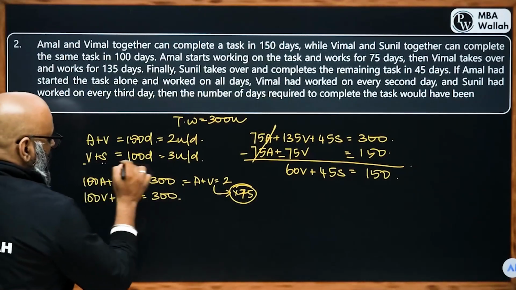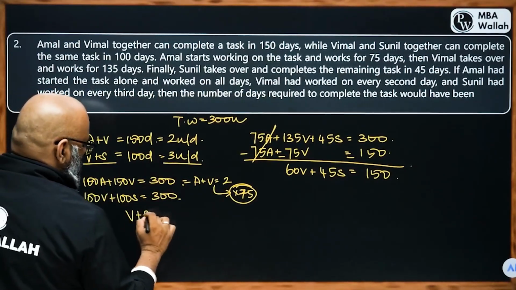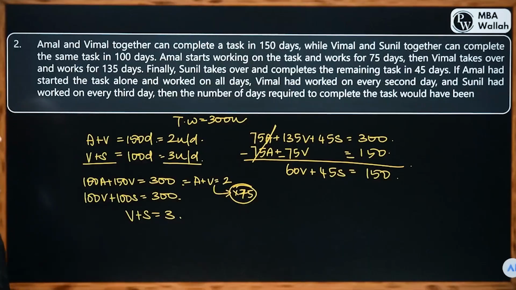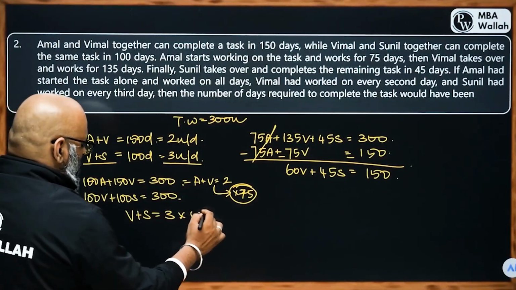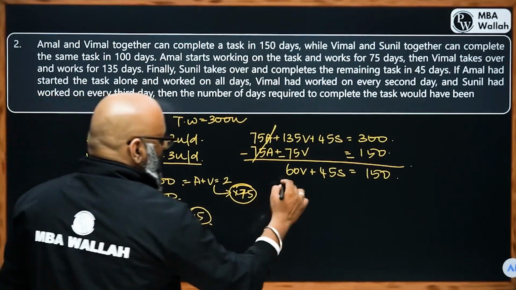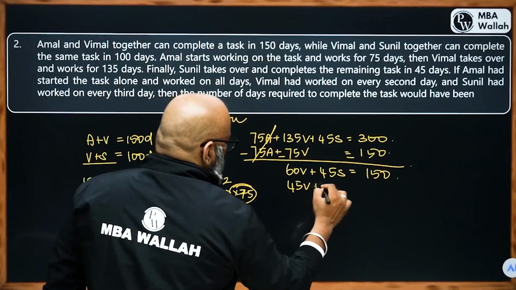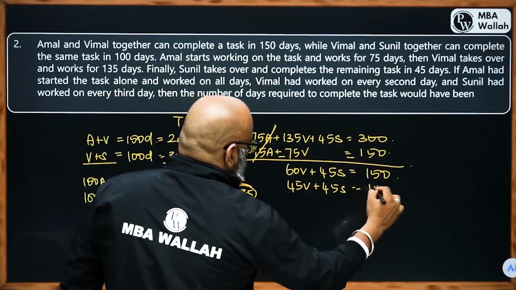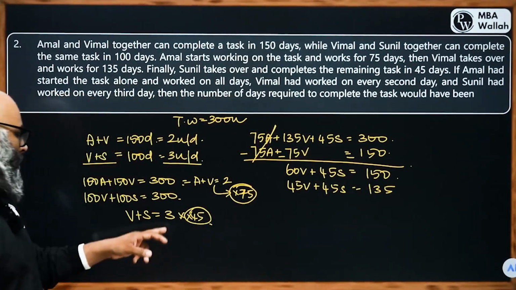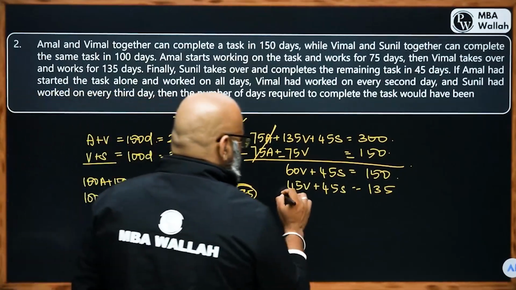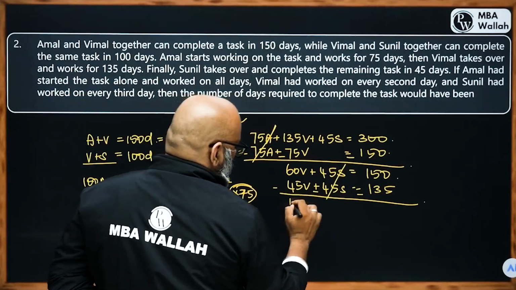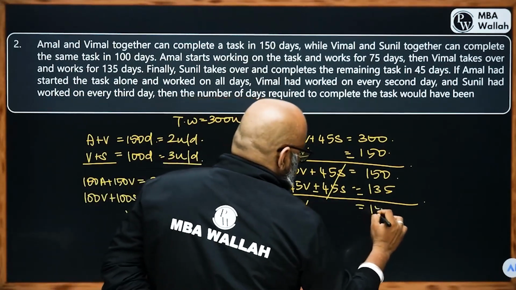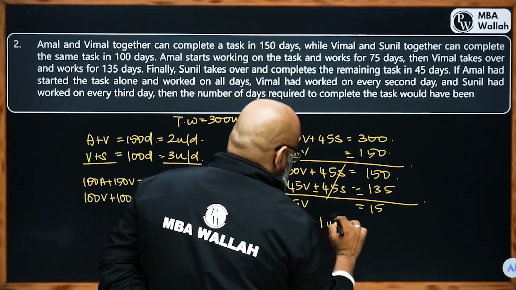From here we know that V plus S is equal to 3 units. I'm going to multiply this by either 60 or 45. Let's multiply this by 45. This will give you 45V plus 45S is equal to 135. 3 into 45 is 135. So solve for this equation now. Minus, gets cancelled off. 15V is equal to 15. V is equal to 1 unit per day.